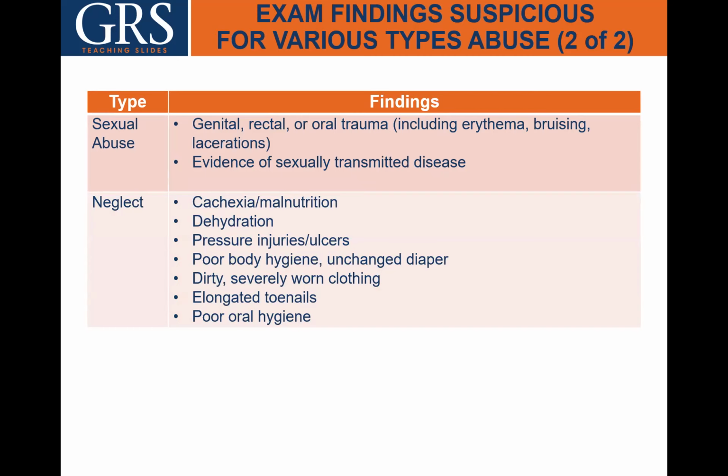In terms of sexual abuse, if you see genital, rectal, or oral trauma or evidence of a sexually transmitted disease, you may think about that. Regarding neglect, if you see a patient with malnutrition, dehydration, pressure injuries, poor body hygiene, dirty, elongated toenails, or poor oral hygiene, we may think about that.